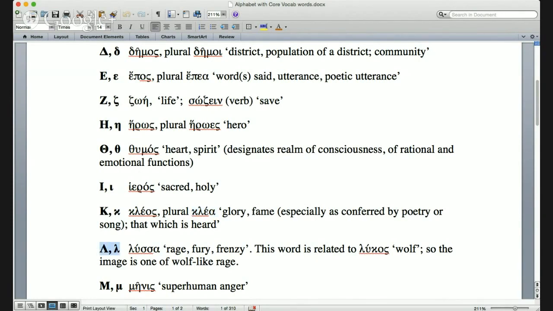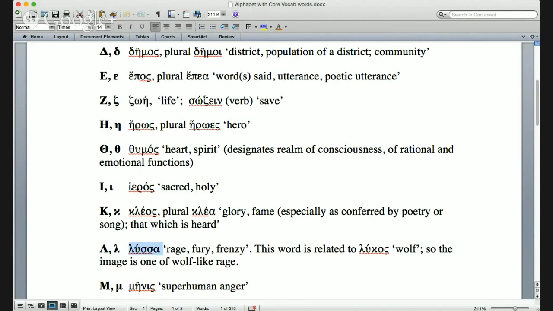We move to letter number 11. Lambda, capital lambda, lowercase lambda. These are pretty unfamiliar if you haven't done the Greek alphabet before. But pronunciation, just an L. So our keyword here is lusa. And this is from the core vocab. So rage, fury, or frenzy, lusa.